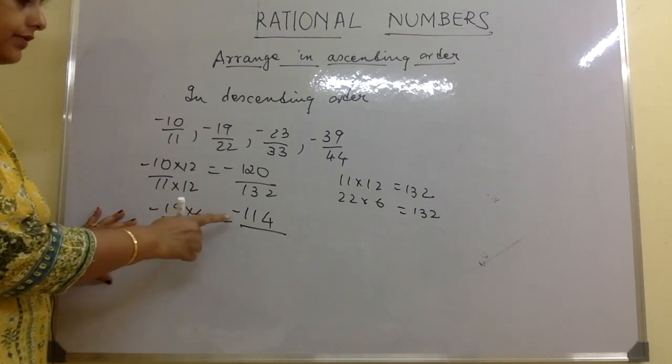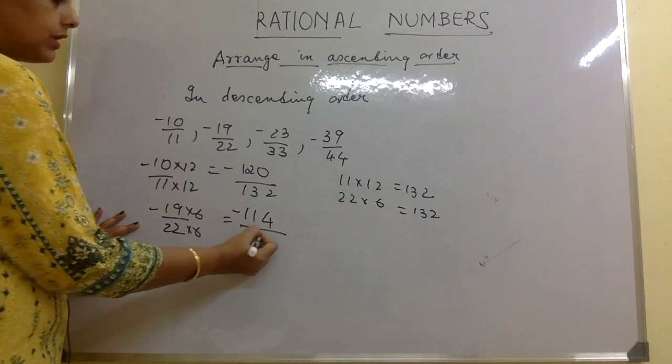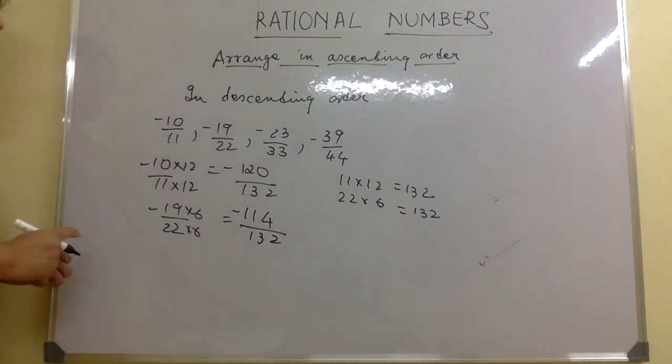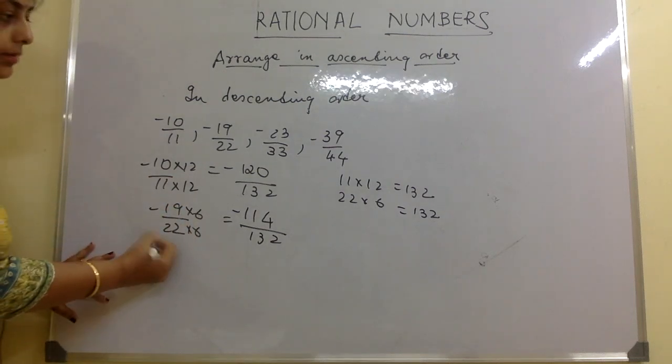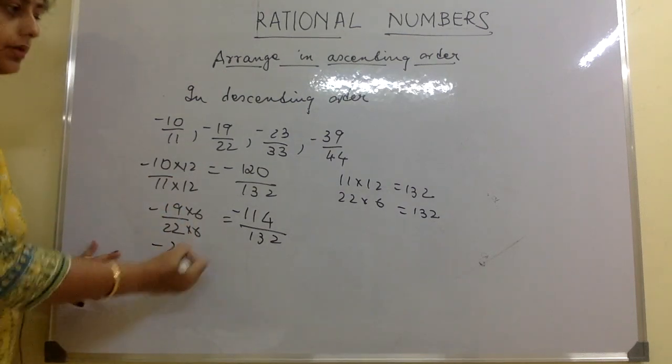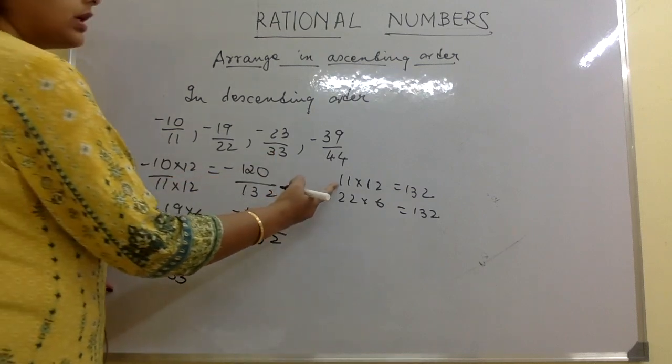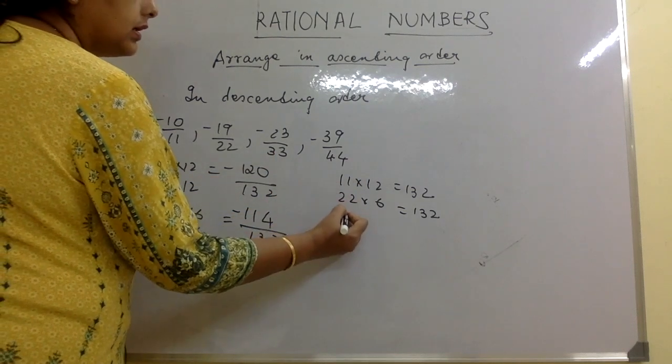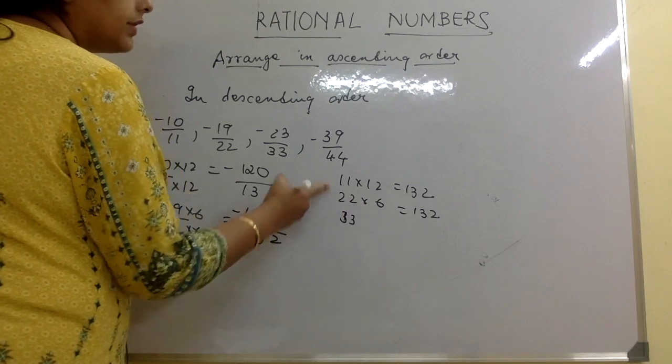So 9 6 are 54, 5, and then this is 132 again. Okay, then I'll take minus 23 by 33. Back here, I'll look back here. Okay, can I give a 3 to this 11? I'll make it a 33. 11 is made into a 33.